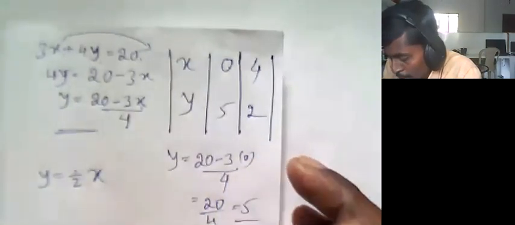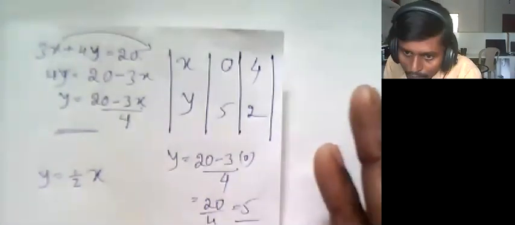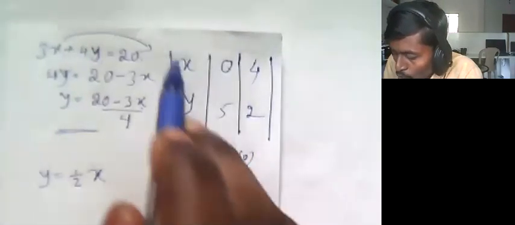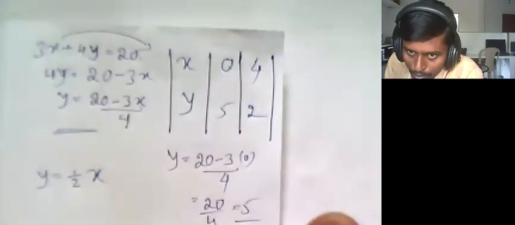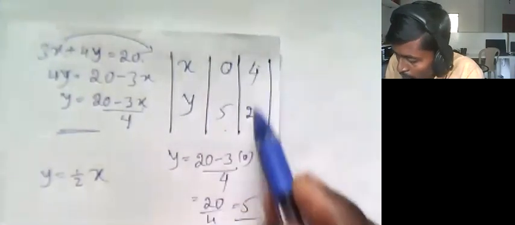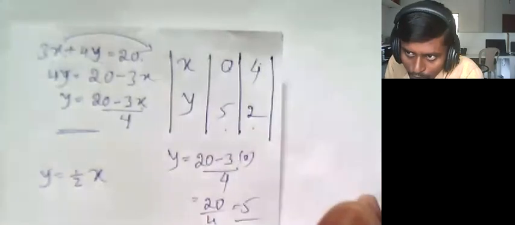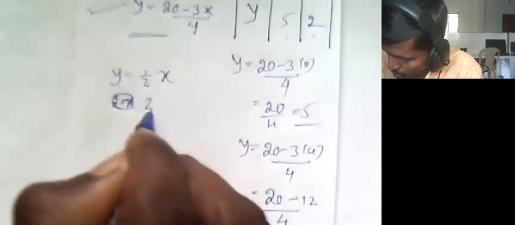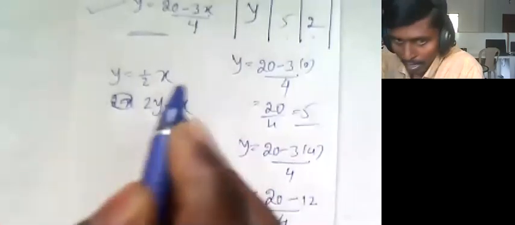If you have time, you should calculate another three or more solutions. But two solutions are enough. Clear? (0, 5) is one solution, and (4, 2) is another solution. Two solutions are enough. Therefore, the first equation is over. Next, we shall consider this equation, 2y is equal to x.